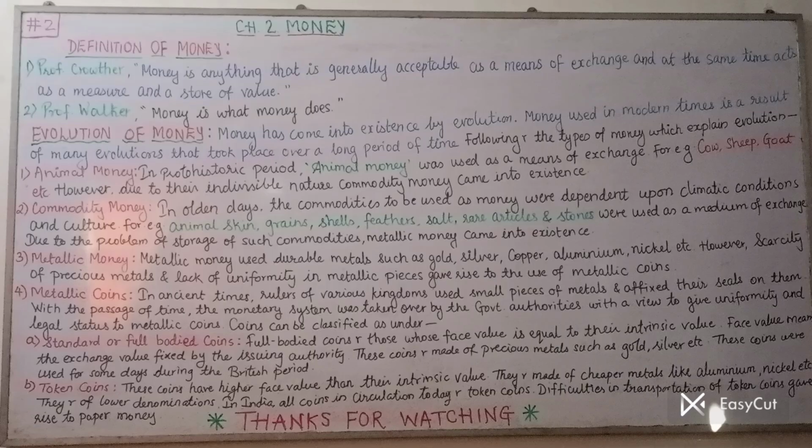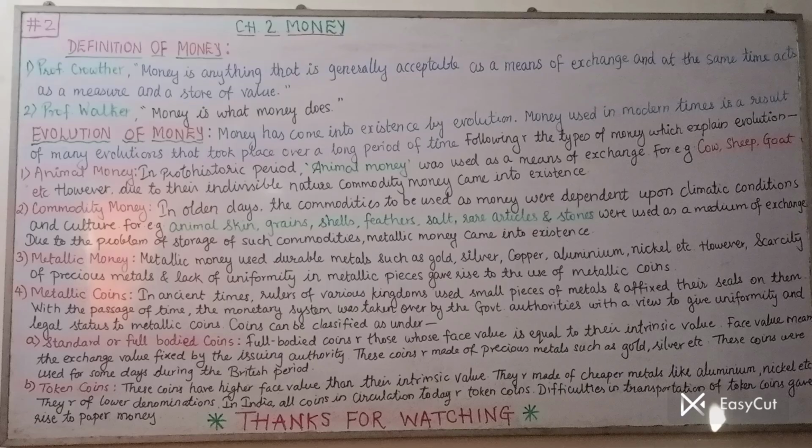We learned the first type, animal money. That means directly animals were exchanged, used as a means of exchange. Second one, we studied commodity money. Example, animal skin, grains, shells, feathers, salt, rare articles, precious stones, or simply stones, etc. Again, they couldn't be stored, and hence we moved on. Mankind evolved metallic money.